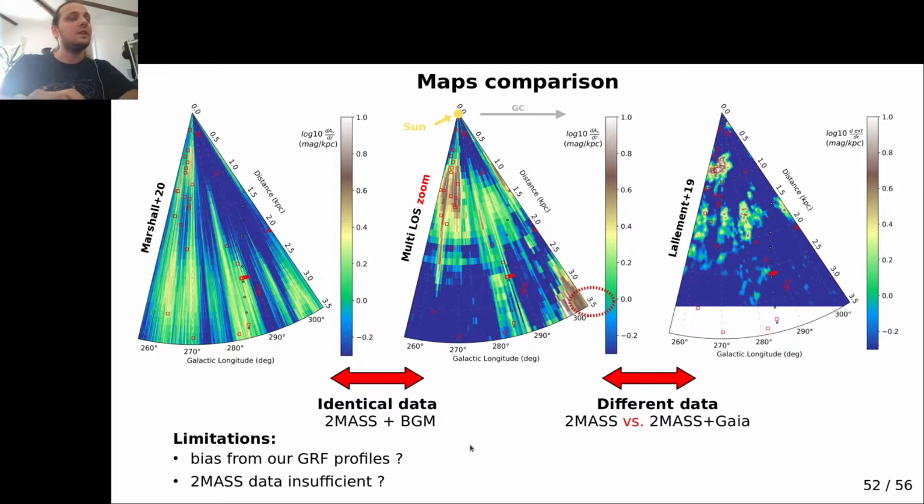And in our case, we believe that this merging of regions can have two sources. The first one being that our GRF profiles used to train the network are not realistic enough, or simply that 2MASS data are insufficient, and by just adding Gaia data in our inputs, those structures will separate much better. So the next step is obviously to try to use Gaia data as additional input for our network.